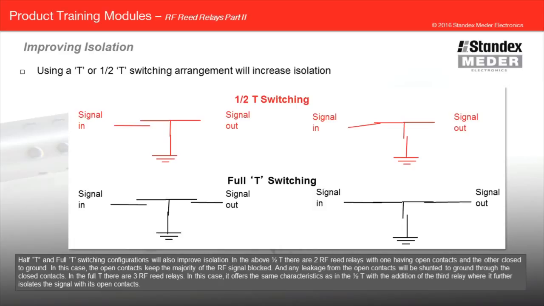In the above, there are two RF reed relays, with one having open contacts and the other closed to ground. In this case, the open contacts keep the majority of the RF signal blocked, and any leakage from the open contacts will be shunted to ground through the closed contacts. In the full T, there are three RF reed relays. In this case, it offers the same characteristics as in the half T with the addition of the third relay, where it further isolates the signal with its open contacts.